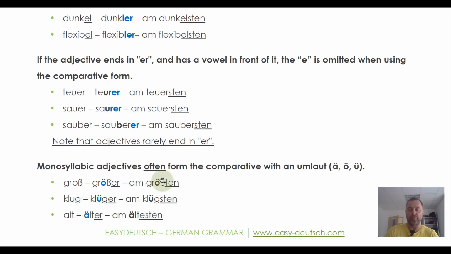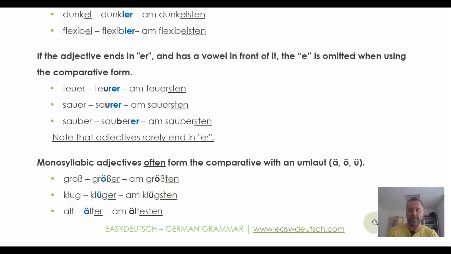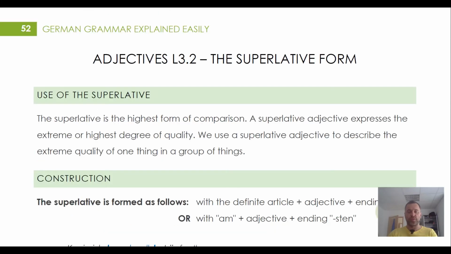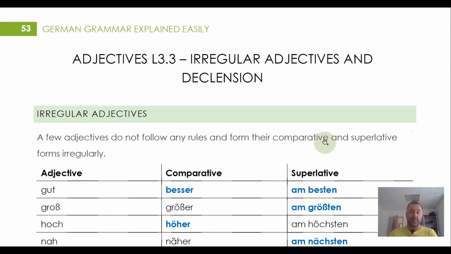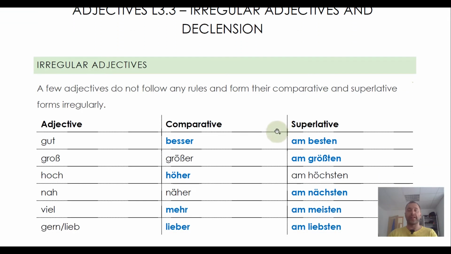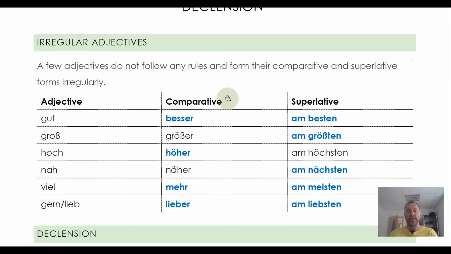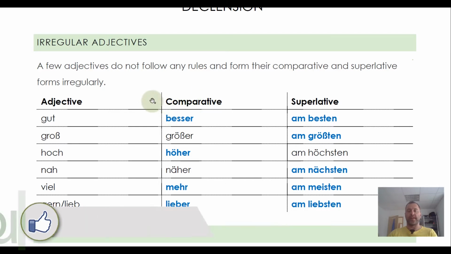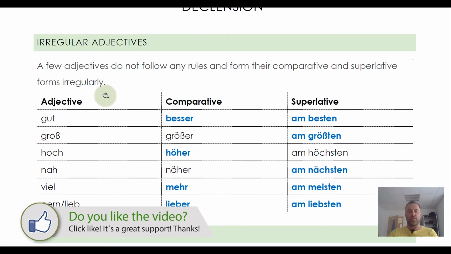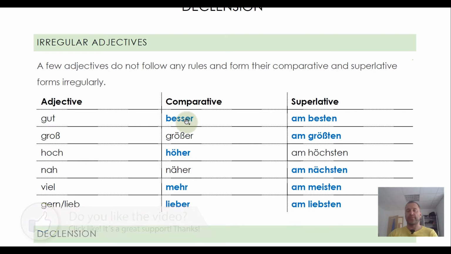The same goes for the superlative. More about superlative in a separate video. But of course, we also have to pay attention to some irregularities. Not all adjectives care about the rules. Some of them just simply don't care and get their own comparative form. So, for example, the adjective gut, the comparative here is besser.